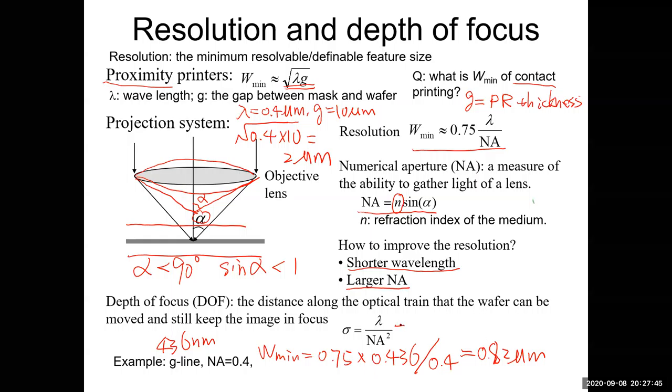Now how about the depth of focus of the system? Then we simply use this formula. Lambda is 0.436 over 0.4 squared, which is 2.7 micrometer. The depth of focus is 2.7 micrometer, which means the surface height variation or surface roughness must be less than 2.7 micrometer. Otherwise, the projection will be out of focus.